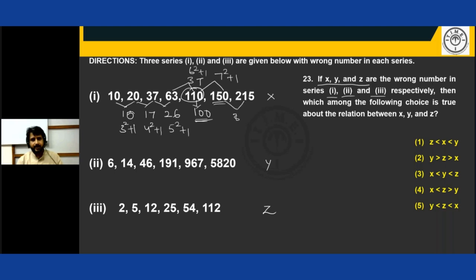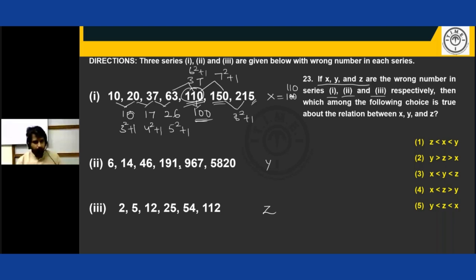Next is 8 square plus 1. 64 plus 1, 65. 150 plus 65, 215, perfectly matching. So what is the wrong number in the series? 110. What is the correct number? 100. So x is 110, which is the wrong number, and the correct number is 100. Okay, fine. Now move to the next one.